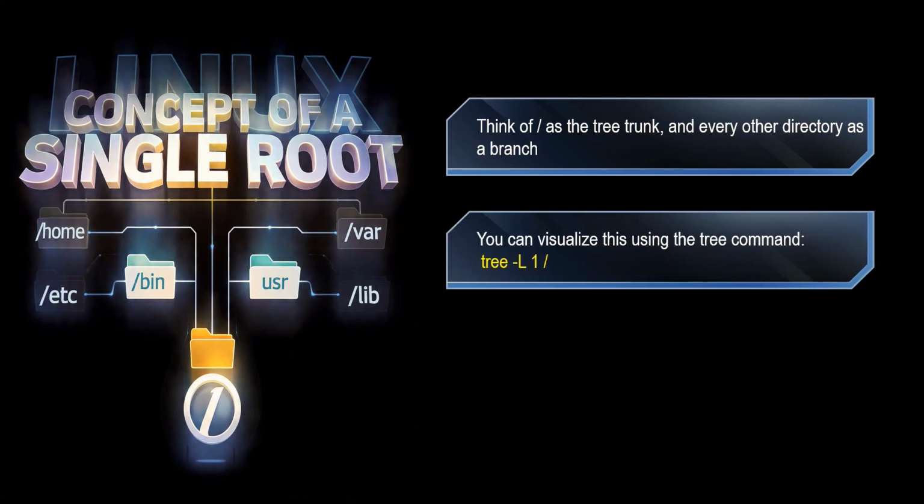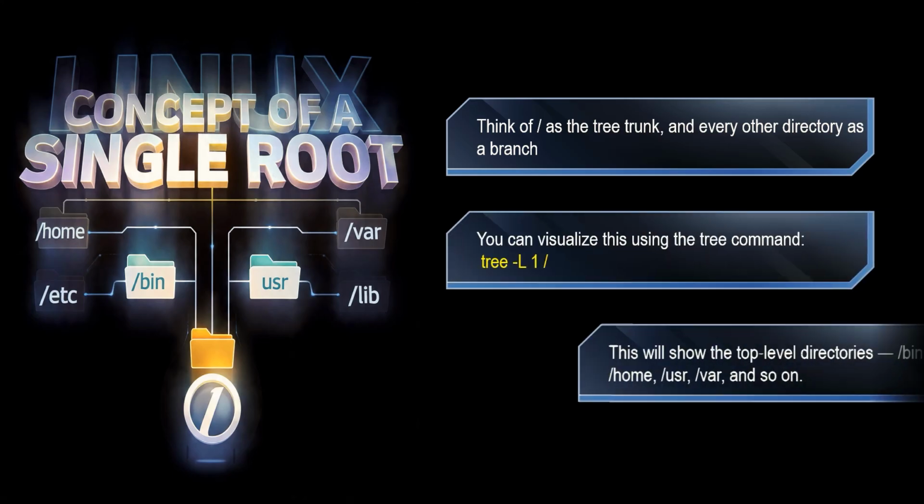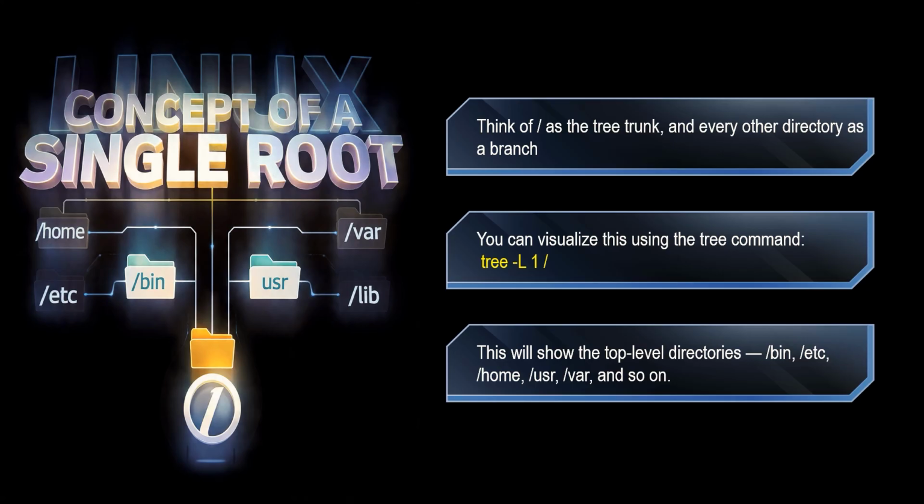You can visualize this using the tree command. This will show the top level directories like bin, etc, home, usr, var, and so on. Each has a specific role to play in the functioning of the operating system.